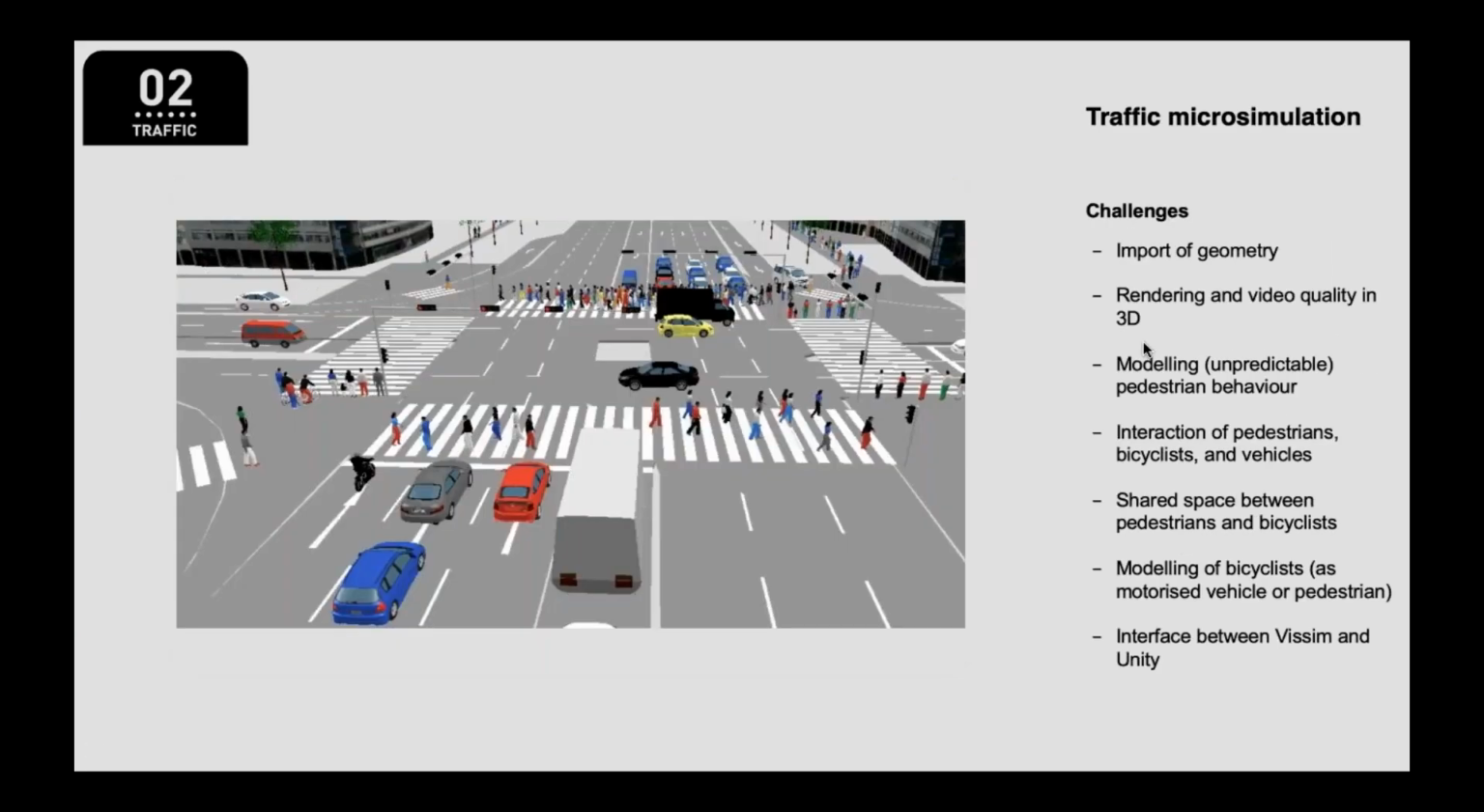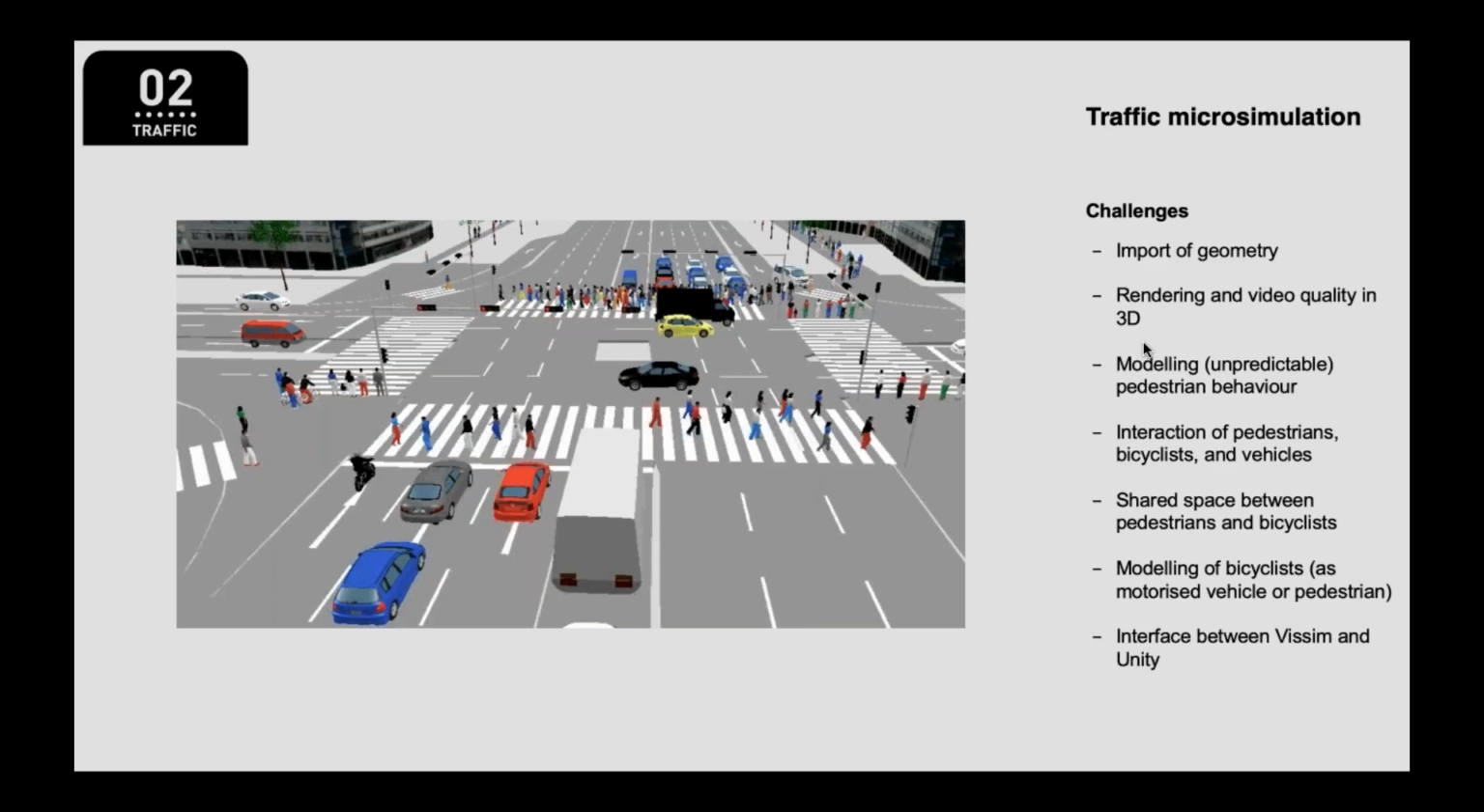The second component was the traffic microsimulation. Here we had some challenges. You might all be familiar with PTV Vissim and its capabilities. However, for this specific purpose, we wanted to use Vissim differently. We wanted to obtain the trajectories of the pedestrians and the motorized vehicles at a very fine level, and to later show them to the participants in virtual reality. So we needed a very fine movement of the people and the motorized vehicles.